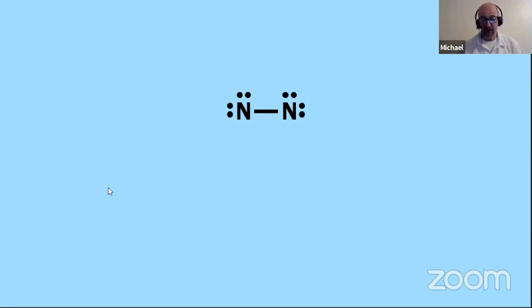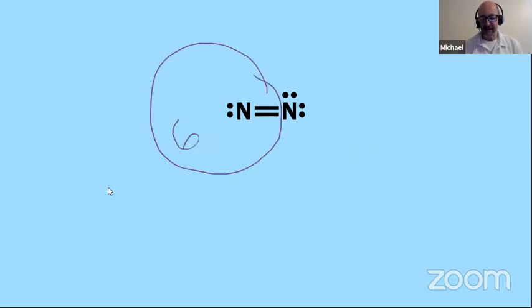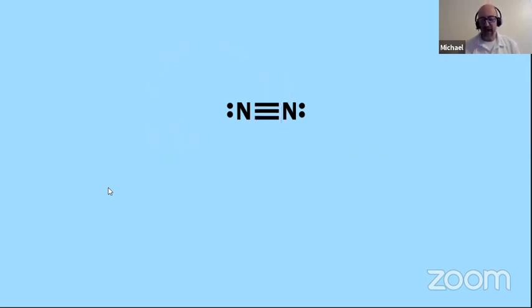You may remember learning about something called the octet rule. So if I draw a big circle around this nitrogen atom, inside that circle are 6 valence electrons. If I make a double bond, well, that would now change to 8. But on the other side, this nitrogen still only has access to 6 electrons. So we're going to go ahead and make a triple bond. So that now is the Lewis electron dot structure for nitrogen.